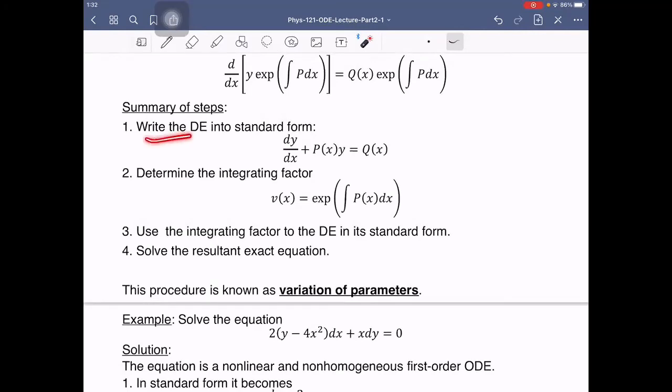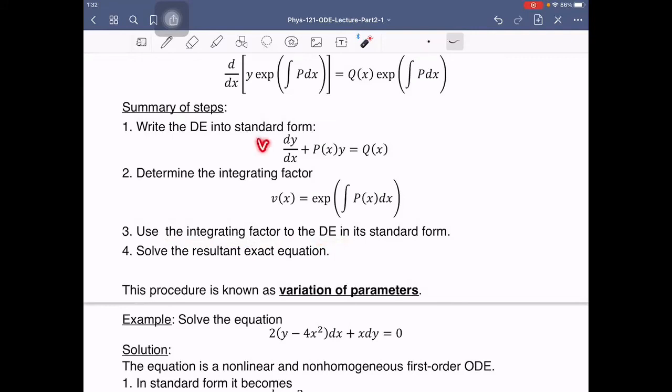First, write the differential equation into standard form. This is it. Alright? The second step is to determine the integrating factor, which is just equal to e raised to the integral of p dx. All of these are given, no? Because the p of x is the coefficient multiplied to y. And then the third step is to use the integrating factor on the standard form.